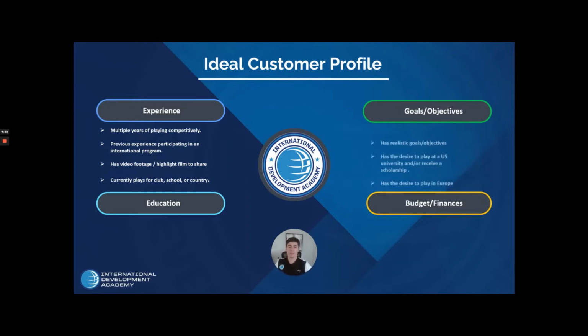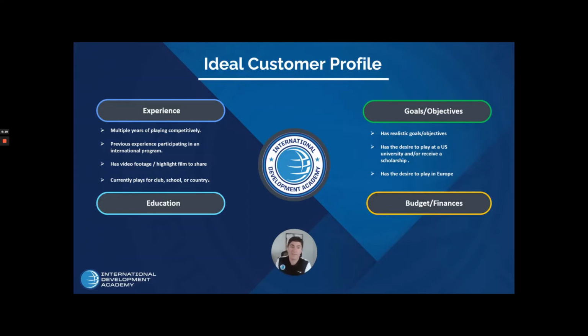Okay, education. Oh, no, let's go to goals and objectives. Sorry. Number 1, are they realistic? I made the joke before. Everybody wants to be the next Leo Messi. It's a joke, but it's also serious because less than 1% truly have what it takes to play professionally.